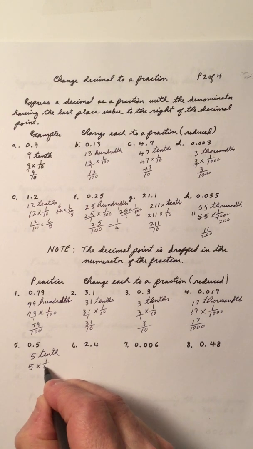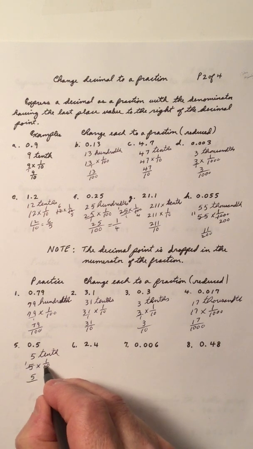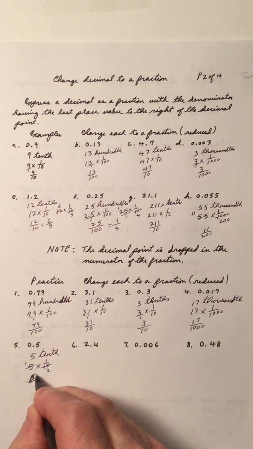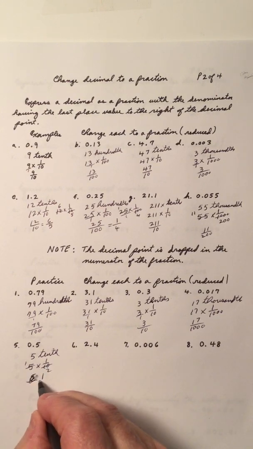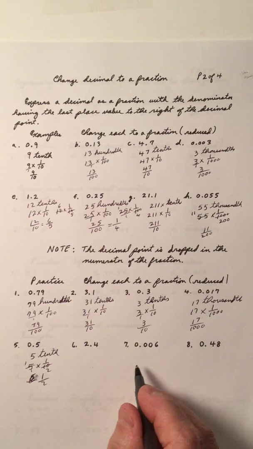5 times 1/10, which is 5 over 10. Oh, we can cancel. 5 and 5 goes once. 5 and 10 goes 2. 1 times 1 is 1. 1 times 2 is 2. So 0.5 is the same as a half.